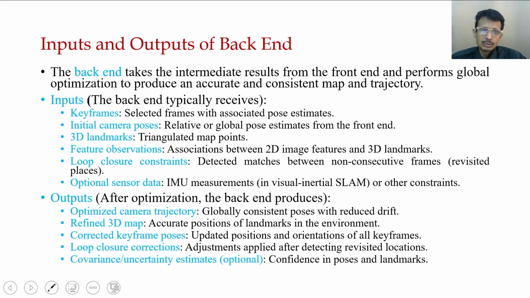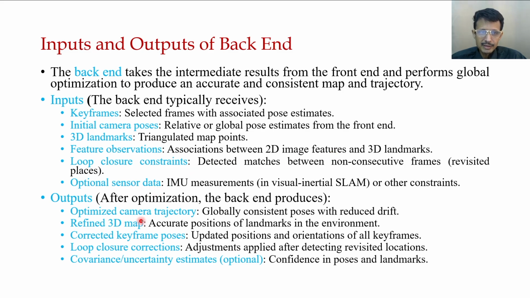Backend. What are the inputs to the backend? The backend takes the intermediate results from the front end and performs global optimization to produce an accurate and consistent map and trajectory. So what are the inputs? Keyframes, selected frames with associated pose estimates, initial camera poses, relative or global pose estimates from the front end, 3D landmarks, triangulated map points, feature observations, the association between 2D image points and 3D landmarks, loop closure constraints, and optional sensor data.